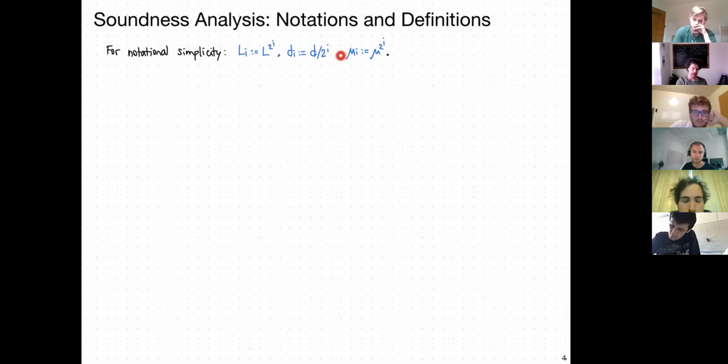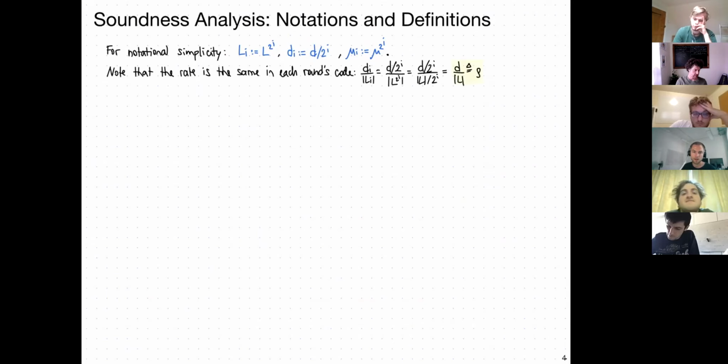And then we'll have Di, which is a degree, and the degree also drops by a factor of 2. So Di would be the degree of the polynomial in the ith round. And similarly, remember that we evaluate at mu, and then at mu squared, and then at mu to the 4th. So we do the same thing, and instead of writing that, mu i would be the point that we evaluate in round i. Okay, so just definition, nothing, just notation.